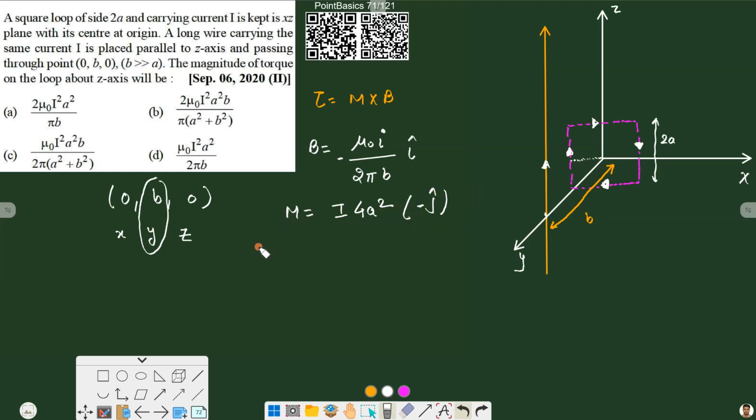So we can say torque will be equal to m cross B. Minus minus gets plus, and j cross k will be minus k, and here the direction is not mentioned, so we will just write down the magnitude. So mu naught I into I a squared 4 divided by 2 pi b, and further we can solve it like twice mu naught I into I a squared by pi b.